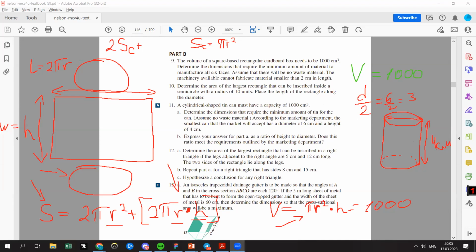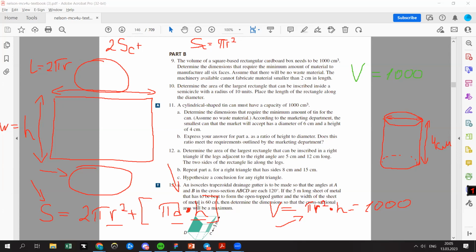In fact, you can rewrite these formulas using diameter, and you wouldn't have to divide by 2. And I think that's even better because at the end you're asked to find the diameter and the height, right? So let's do it this way. Instead of writing 2 pi r times h, you would just write pi times d, because 2r is already the diameter.